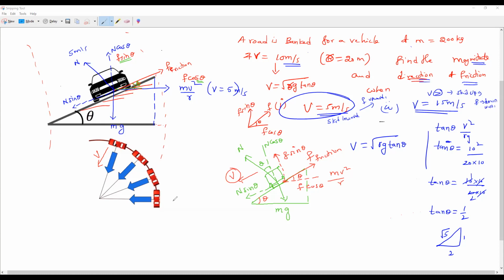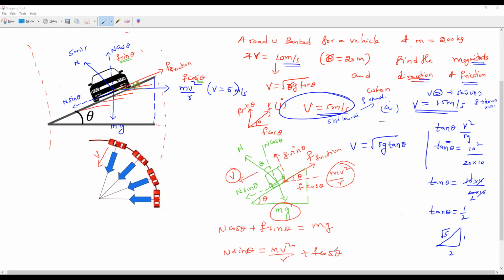So what is the first equation? Everybody tell me. First, N cos theta plus F sin theta is equal to what? Mg. Next, this one: N sin theta is acting here. So N sin theta is equal to mv square by r plus F cos theta. Am I right or wrong?